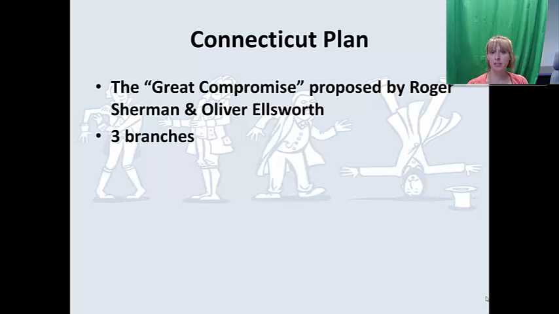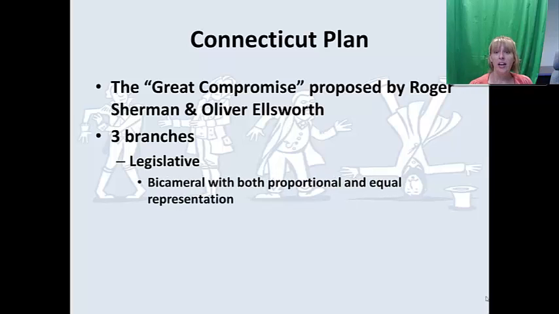They keep some things from both of the other plans that seem to be non-contentious. So, for example, 3 branches. Both plans had 3 branches. Everybody liked that. That was one of the problems in the Articles of Confederation. They say, all right, we'll keep it. And they keep a legislative branch pretty much the same.